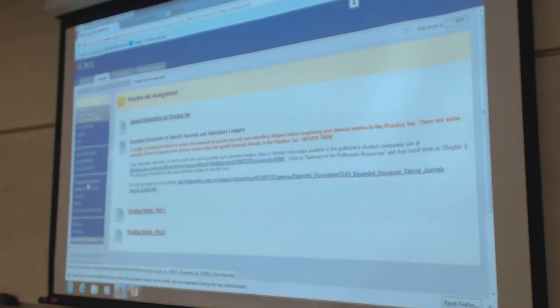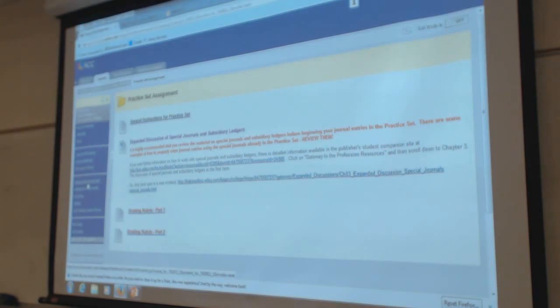Okay. Up here at the top, it tells you about the journals that are part of Rockford's accounting system. You'll notice this is a list of your special journals. You have a sales journal, which is item number one, on page 77. And that sales journal is used to record sales of merchandise on account.